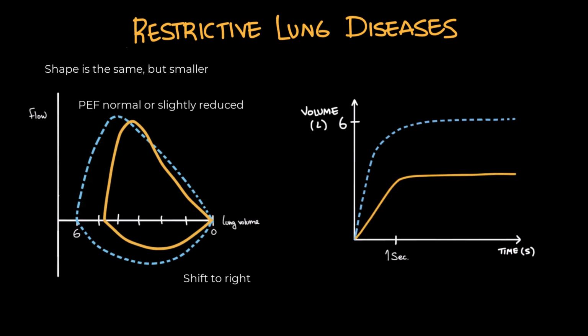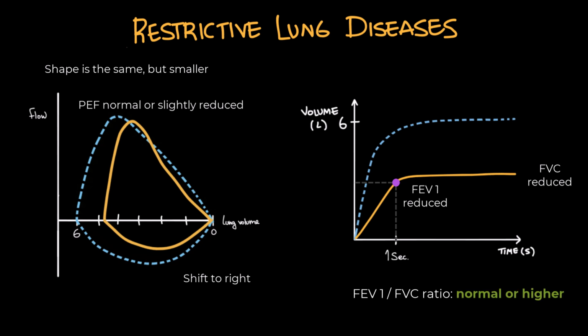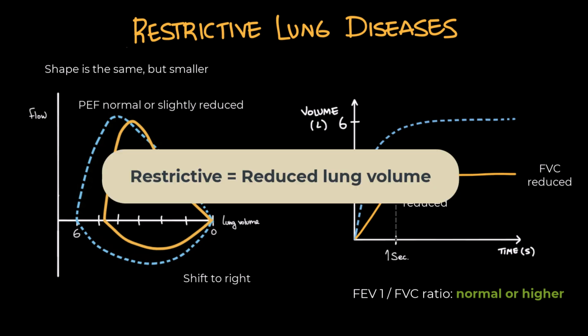You can't blow out a big volume of air because you never took in a big volume to start with. So the FVC is reduced, and the FEV1 is also reduced, but is not as affected as in obstructive disease. Since both FEV1 and FVC drop proportionally, the FEV1 to FVC ratio stays normal or even increases. This is important. It tells us the problem isn't with airflow obstruction, but with lung volume. Remember, restrictive equals reduced lung volume.